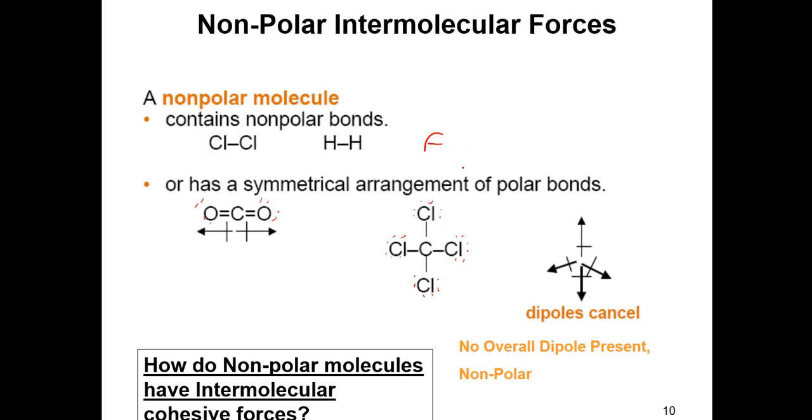Why? Because chlorine is closer to fluorine. Now, I go and I put in the individual dipoles, showing the direction of the movement from to the partial negative, and you'll notice that they overall cancel out. The left and right dipoles cancel out, the up and down ones cancel out. So again, there is no overall dipole.